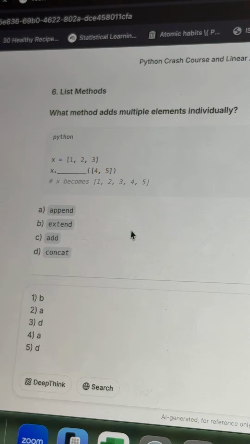Try asking it why that was the answer. Okay, okay, I'll do that next.